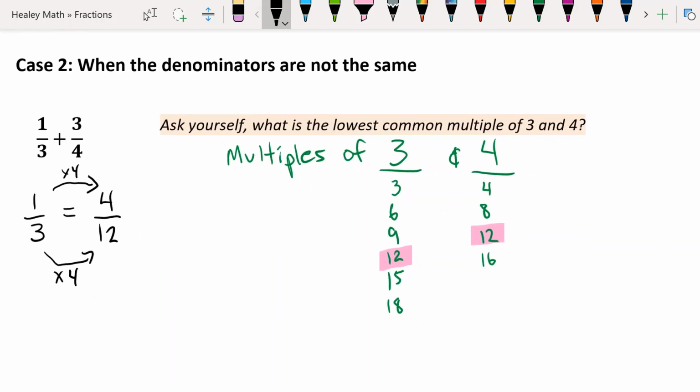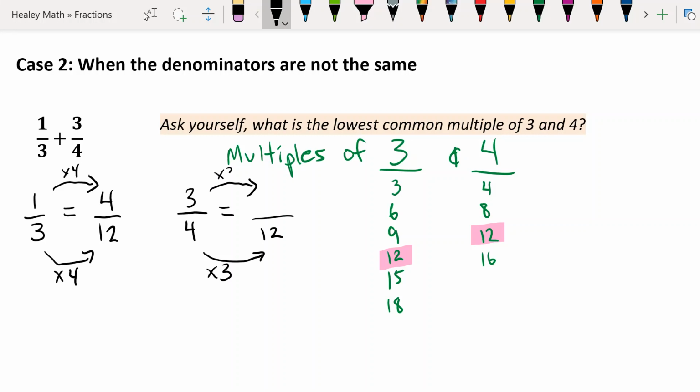And if we look at the other fraction, we have 3 over 4. We want to make this a fraction out of 12. Well, we need to multiply by 3. And what we do to the bottom, we must do to the top. And 3 times 3 is 9. Now we rewrite our expression as 4 over 12 plus 9 over 12.